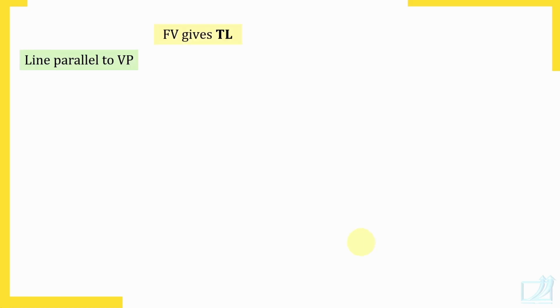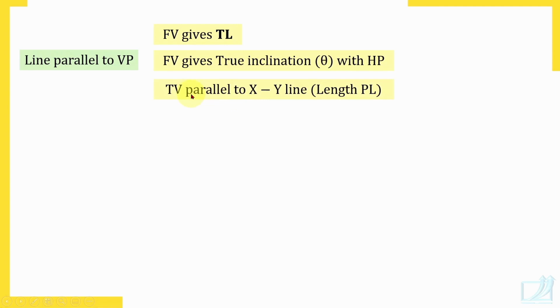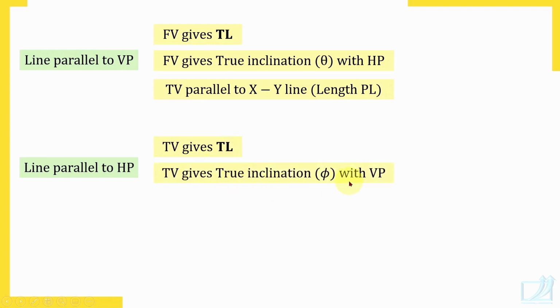Now check it. Line parallel to VP. Front view gives true length. Front view gives true inclination with HP. And top view appears parallel to XY line. Also you have noticed that the line is parallel to HP. If the line is parallel to HP, then its top view gives true length and true inclination with VP, and front view appears parallel to XY line. And what is the length of the front view? EL.